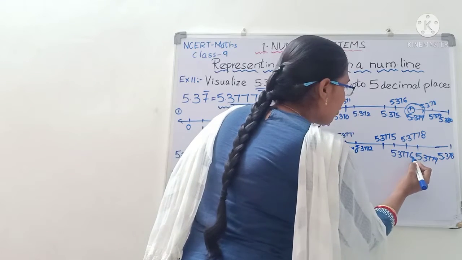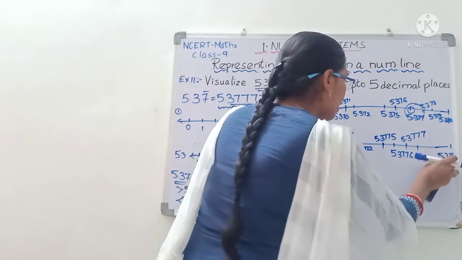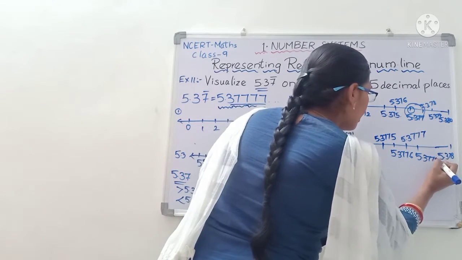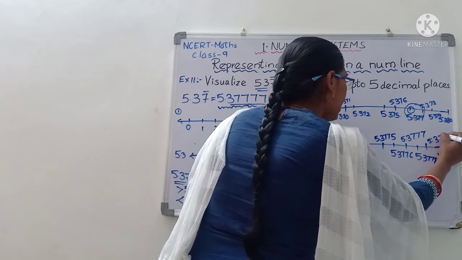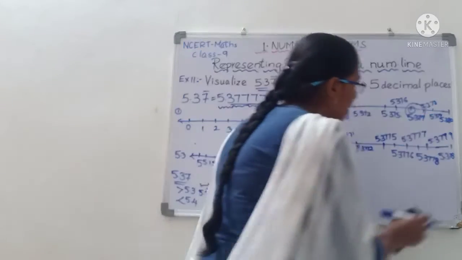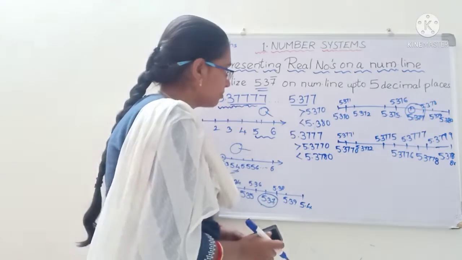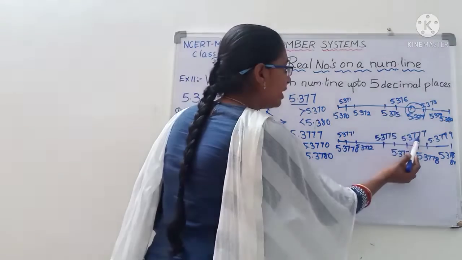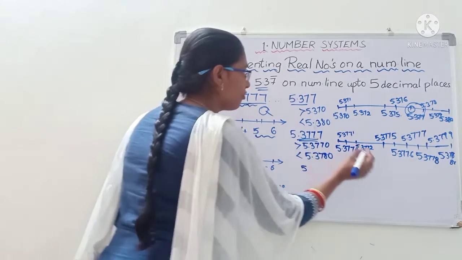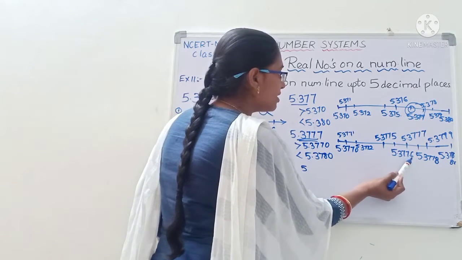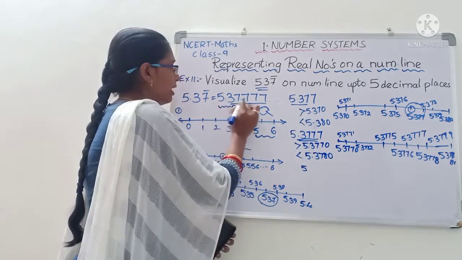Where is it, children? 5.3776. Then you get 5.3777. Then 5.3778. Then 5.3779. Then you get 5.3780. So you are able to find 5.3777 here, children. It is between 5.3776 and 5.3778. Till here you are able to find.